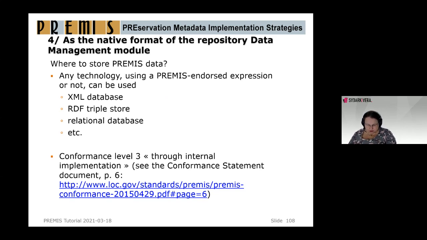Then we have the next part of using PREMIS. It can be the native format for the repository. So I can use XML, I can use RDF triples. I actually can build a relational database, but as Elle said, the data model is not a ready database model. You really need to figure that out and see how it should look in your database. And here we end up on conformance level 3 through internal implementation. We have actually taken the whole PREMIS data dictionary and everything and put it into our system.